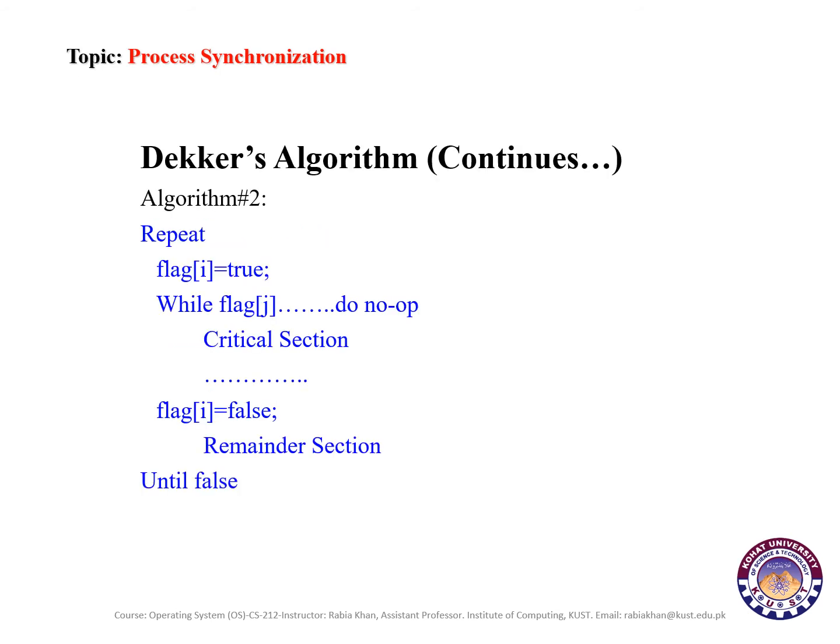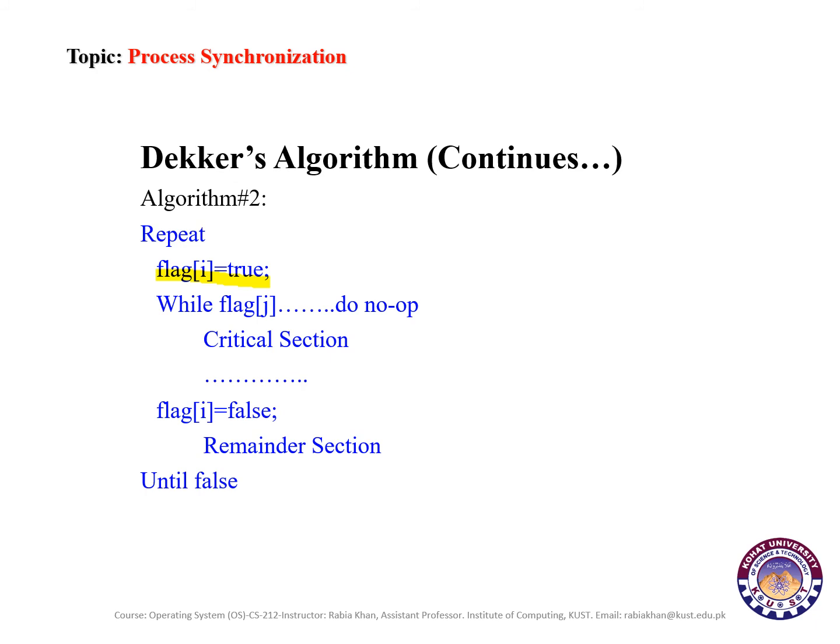Dekker then proposed another algorithm in which the use of a flag can be seen. Here you can see the flag, which is a Boolean variable whose value can be either true or false. Flag here means a signal to show the wish of a process to use the critical section. When the flag of a process is set, the critical section will be assigned to that process and the other process will have to wait for its turn.